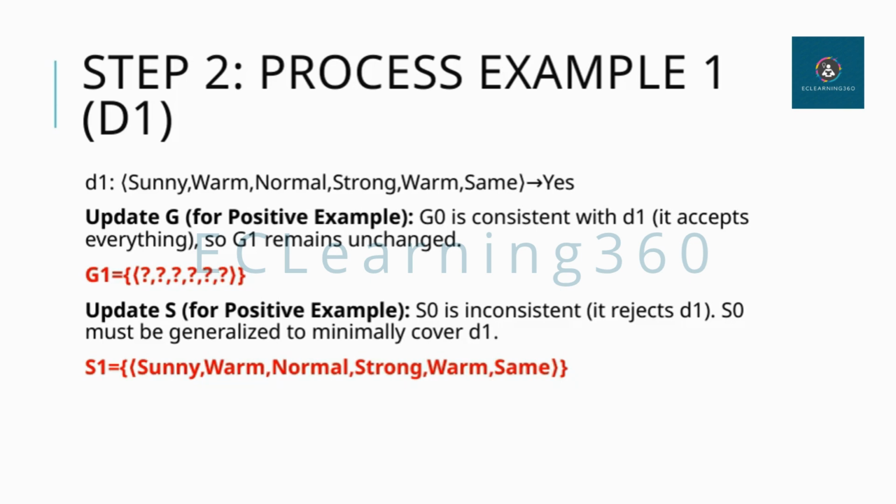This leads us to S1, which becomes exactly the attribute values of D1: sunny, warm, normal, strong, warm, same. This step ensures our version space accurately reflects the positive example without overgeneralizing. It's a crucial part of refining our hypotheses as we process more data, keeping our model both accurate and efficient.